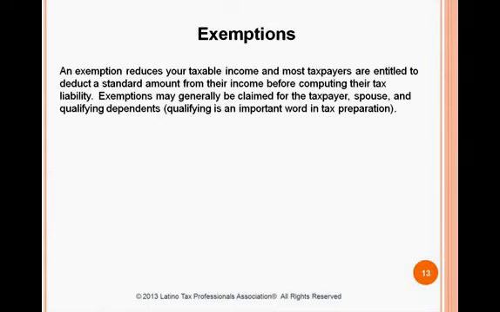An exemption reduces your taxable income, and most taxpayers are entitled to deduct a standard amount from their income before computing their tax liability. Exemptions may generally be claimed for the taxpayer himself, the spouse, and qualifying dependents. Qualifying is a very important word when it comes to tax preparation.